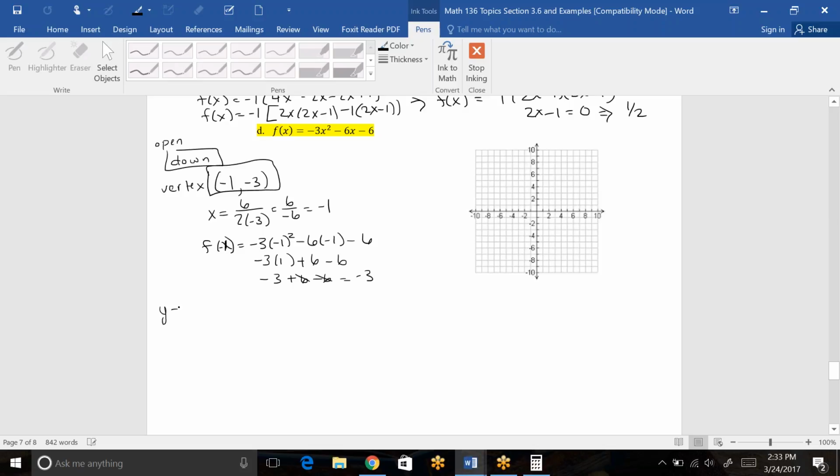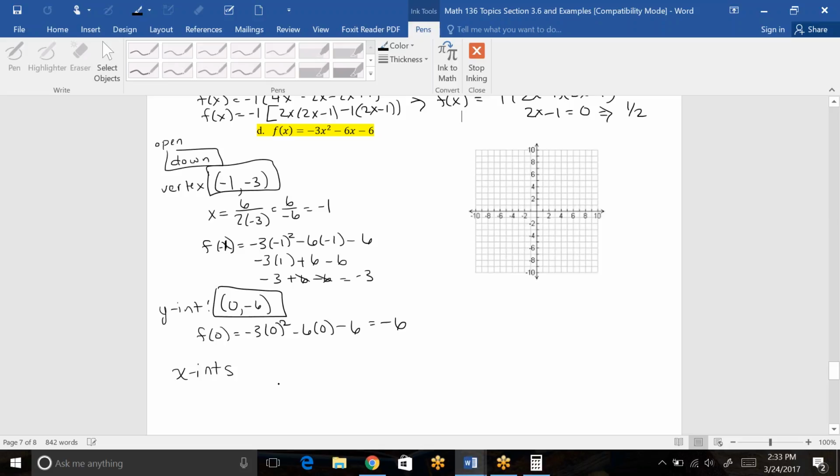For my y-intercept, plug in 0 for x. So f of 0 equals -3 times 0 squared minus 6 times 0 minus 6. That just ends up being -6. Notice it's always the constant when you're in standard form.